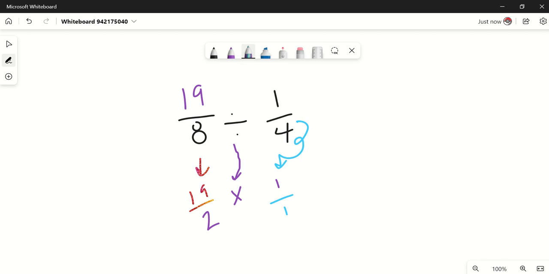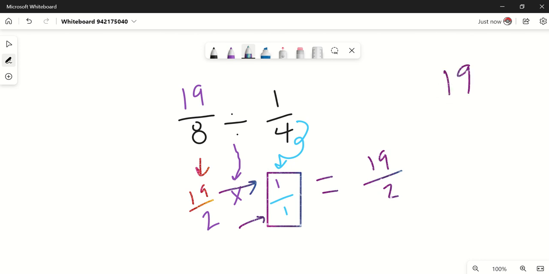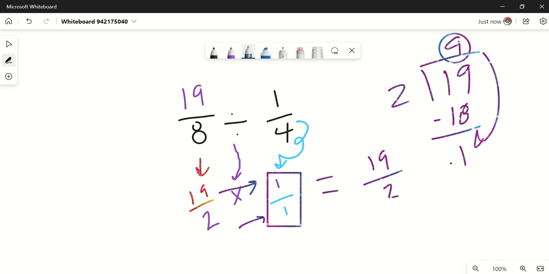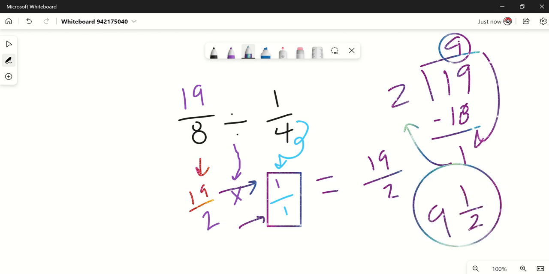And I'm going to multiply straight across, which will make this 19 over 2, because I had the wall of 1s here again. 19 divided by 2. 2 will go into 19 9 times, which will be 18. And I'll have 1 left over. I'll have 9 and 1 half. And that is my answer.